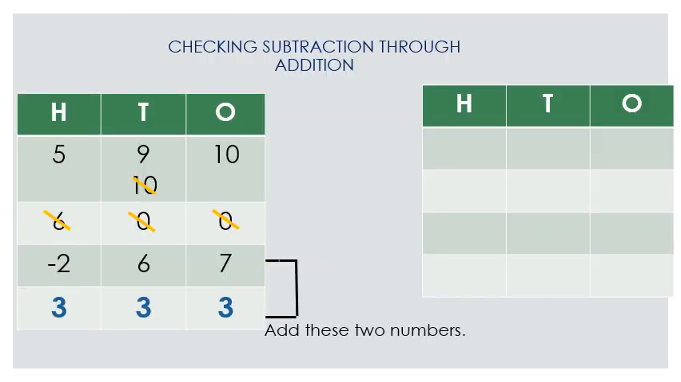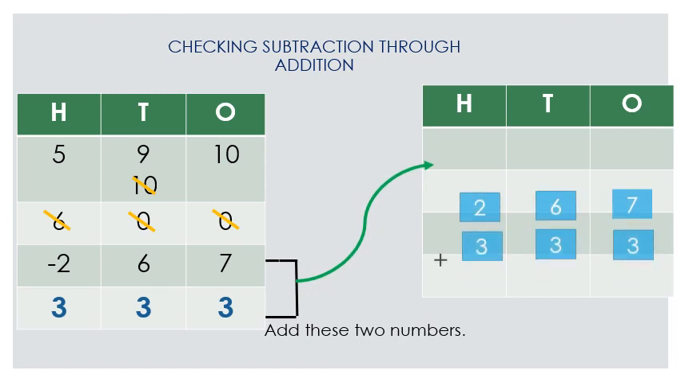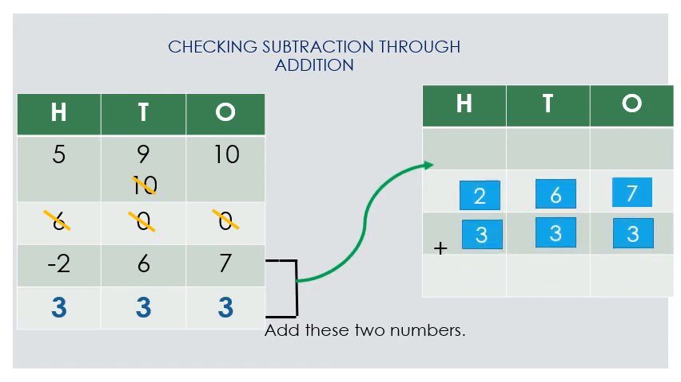Now let's check whether our subtraction was correct or not. After subtracting 267 from 600, we get 333. As I told you, you have to add these two numbers, 267 plus 333. Write this number here and add the numbers.